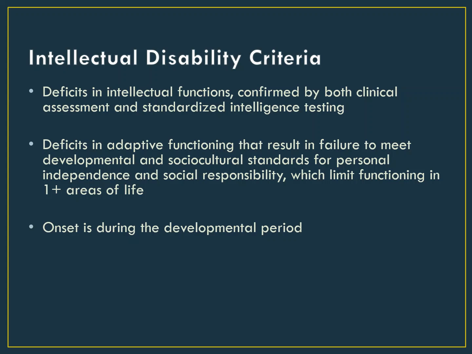Thus, in at least one area of adaptive functions, the person must have substantial enough deficits that they need substantive assistance from others. For example, they are unable to manage their money and require someone else to do that for them. Or they cannot keep themselves safe when cooking or caring for their house, and they need assistance with that.